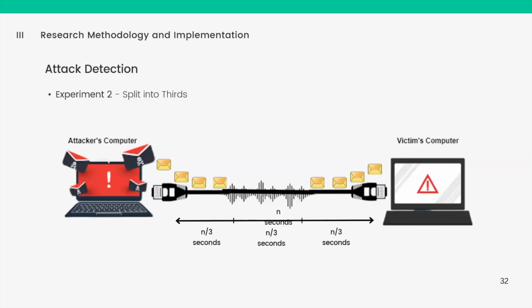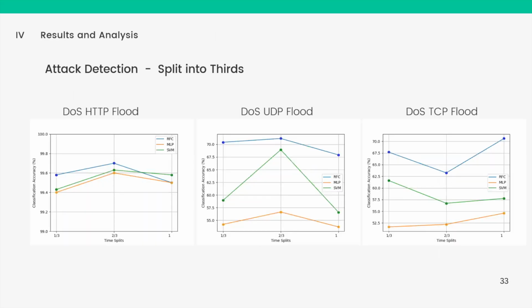And then the next one is splitting into thirds. That's to find out which phase of the attack is most detectable. Is it the beginning, the middle, or the end? So what we did here was we collected the trace throughout the entire period of the attack, and then we split it into three parts as the start, mid, and the end, and then we trained the machine learning models. So these are the results that we got.